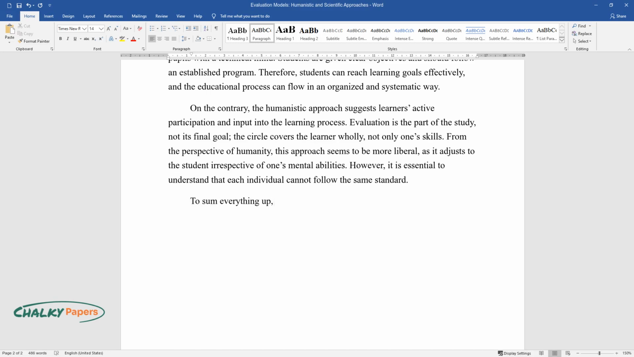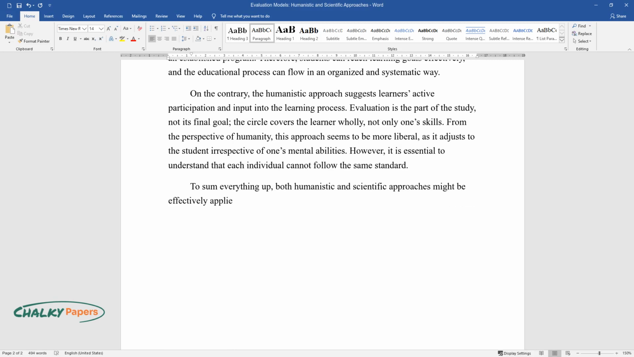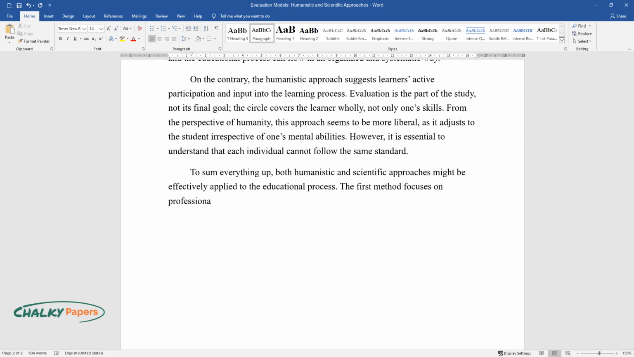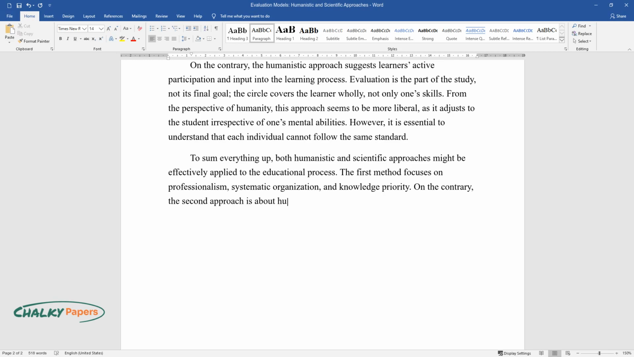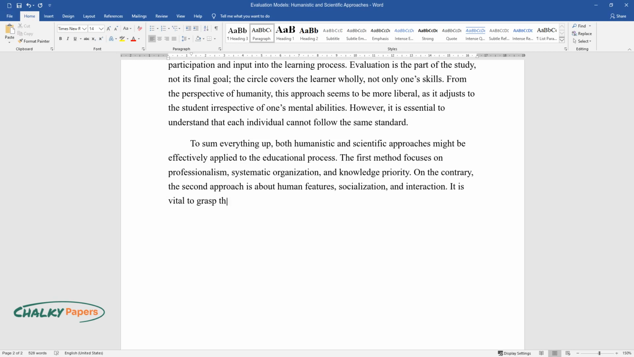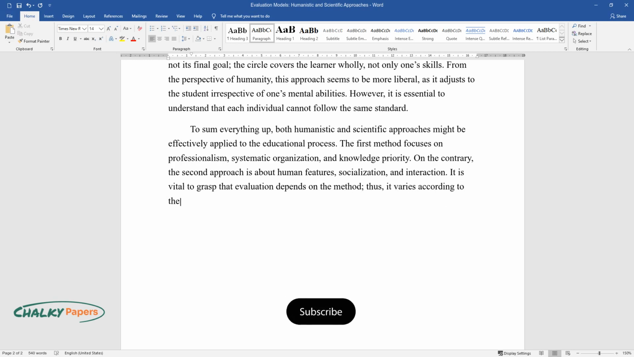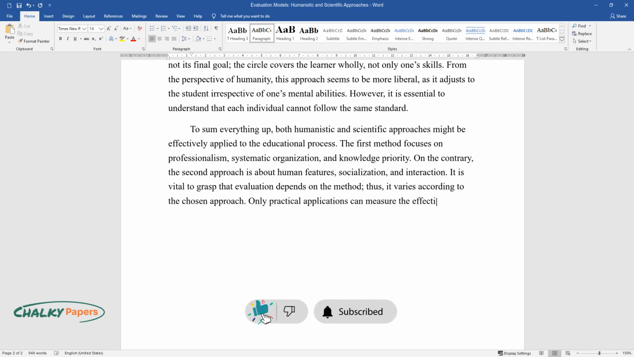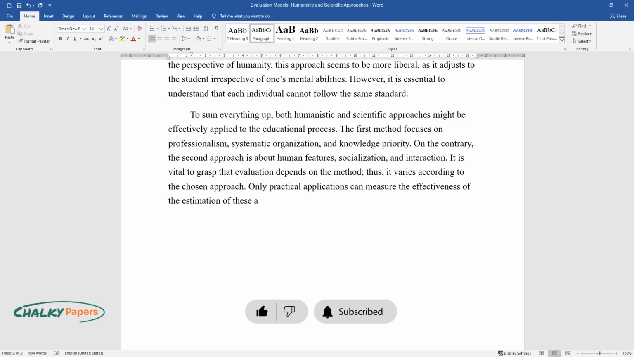To sum everything up, both humanistic and scientific approaches might be effectively applied to the educational process. The first method focuses on professionalism, systematic organization, and knowledge priority. On the contrary, the second approach is about human features, socialization, and interaction. It is vital to grasp that evaluation depends on the method, thus, it varies according to the chosen approach. Only practical applications can measure the effectiveness of the estimation of these approaches.